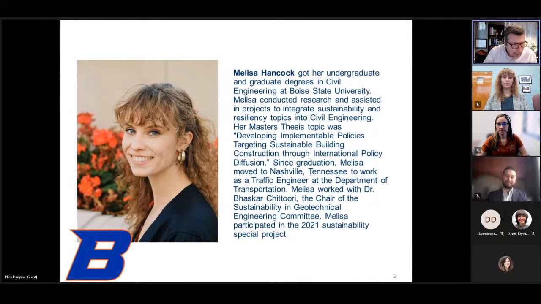Our first presenter is Melissa Hancock. Melissa received her undergraduate and graduate degrees in civil engineering at Boise State University. She conducted research and assisted in projects to integrate sustainability and resiliency topics into civil engineering. Her master's thesis topic was developing implementable strategies targeting sustainable building construction through international policy diffusion. She worked with Dr. Chitori on this research. Unfortunately, she's left Boise, big loss for Boise and the Treasure Valley area, but she got an awesome job in Nashville, Tennessee, working as a traffic engineer at the Department of Transportation. Melissa, I will turn everything over to you right now.